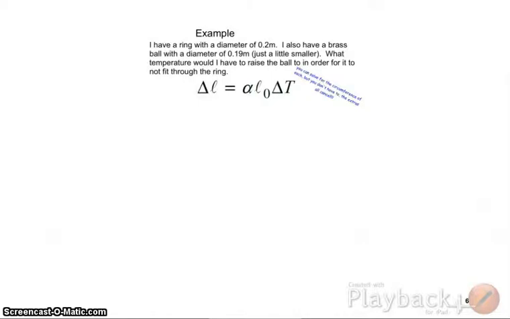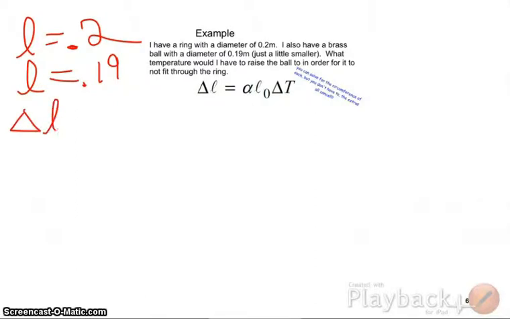Now let's look at an example. You have a ring with a diameter of 0.2. So the length of the ring's diameter is 0.2 meters. I also have a brass ball with a diameter of 0.19. What temperature would you have to raise the ball to in order for it to not fit through the ring? So you would need to change your length by 0.01 meters. Okay, to get from 0.19 to 0.2.